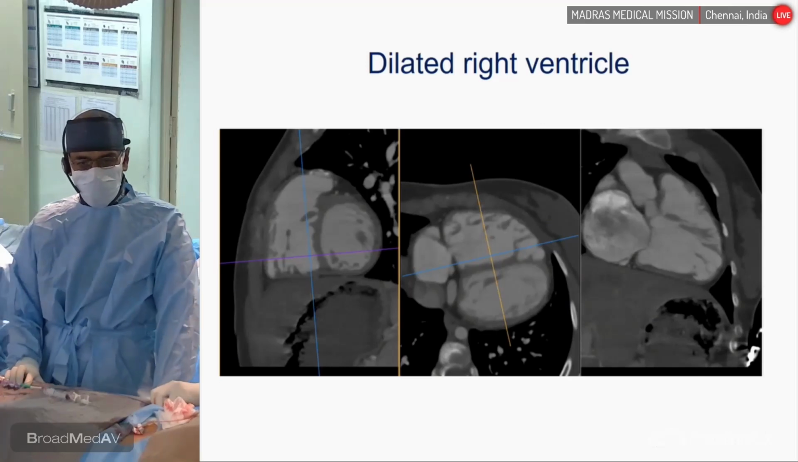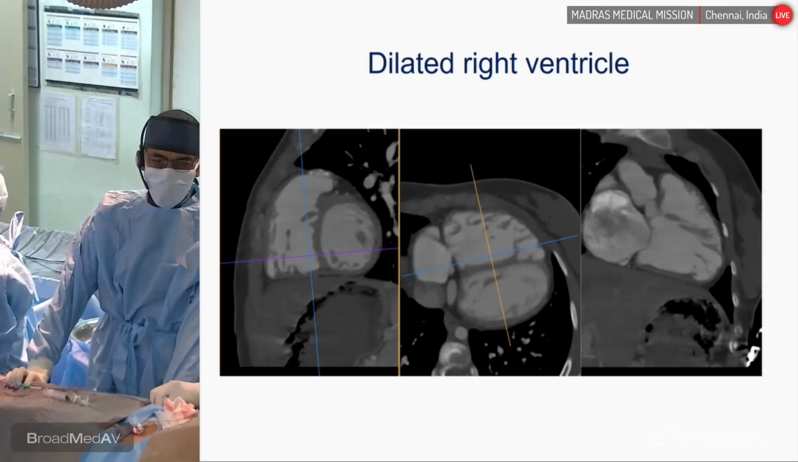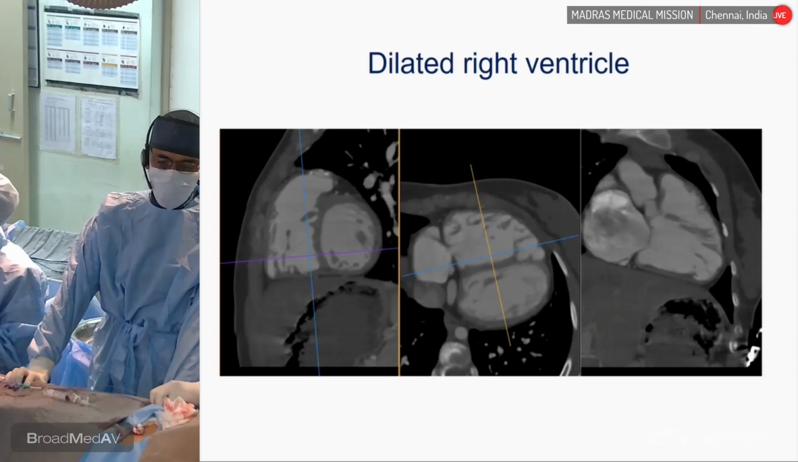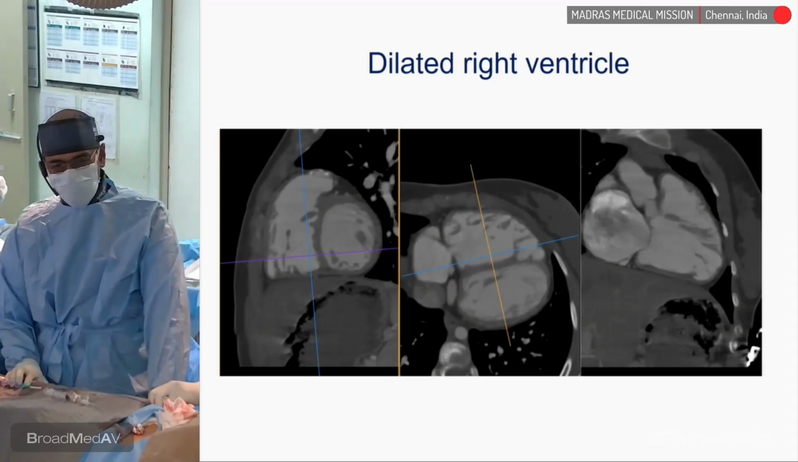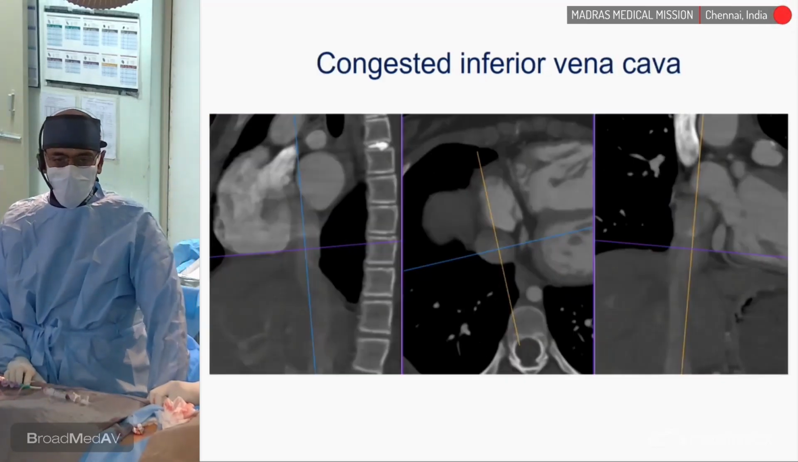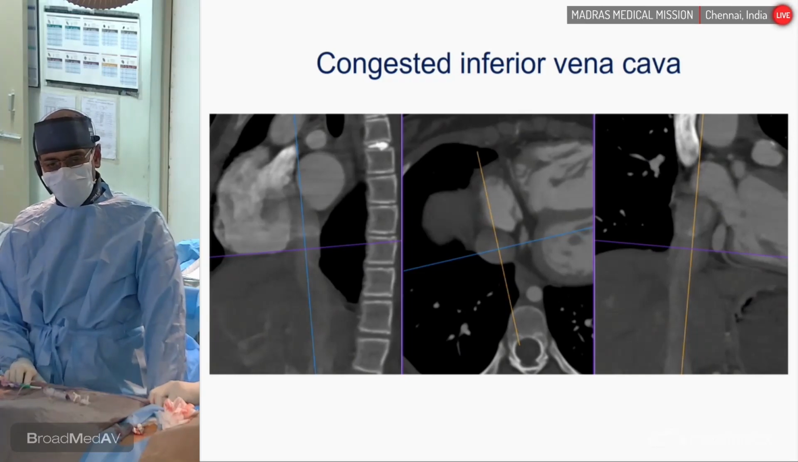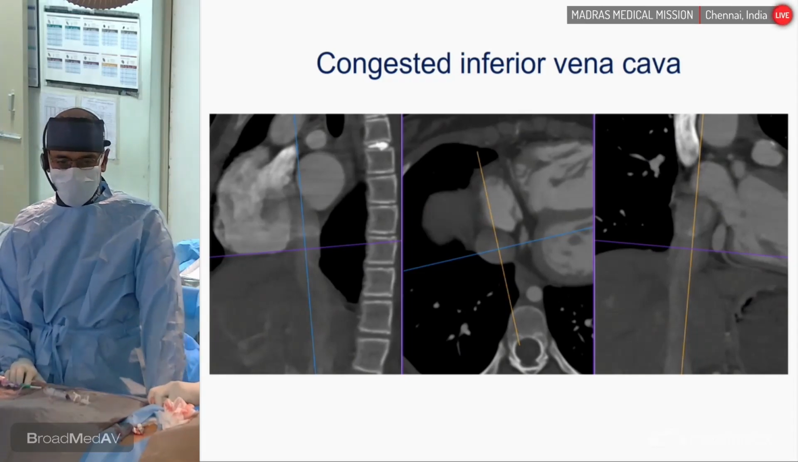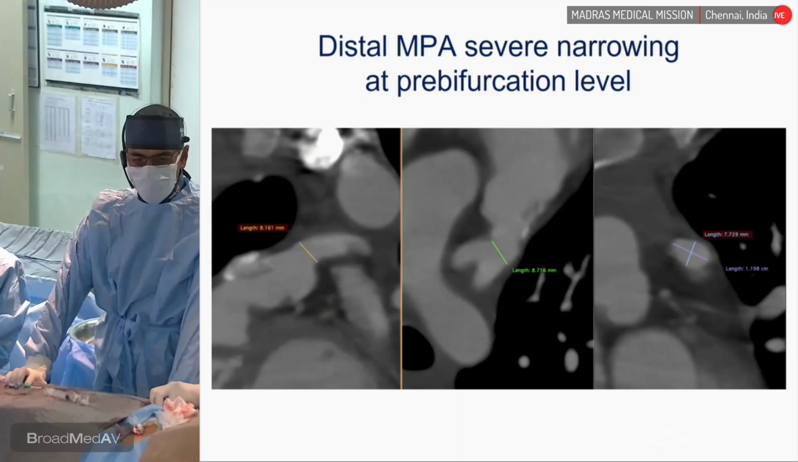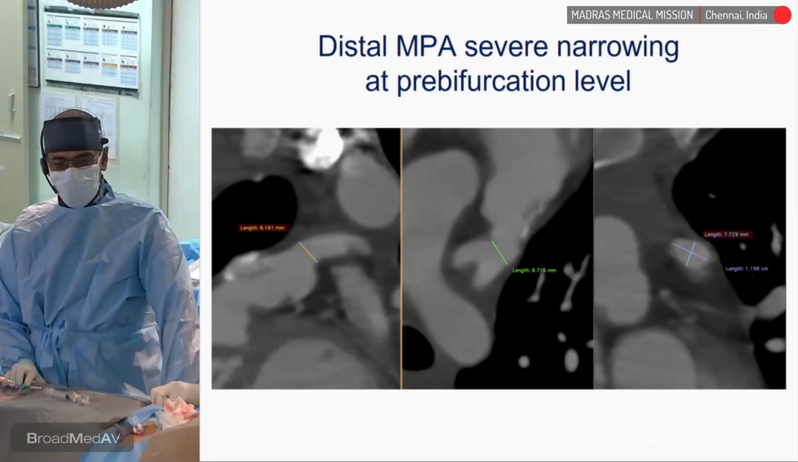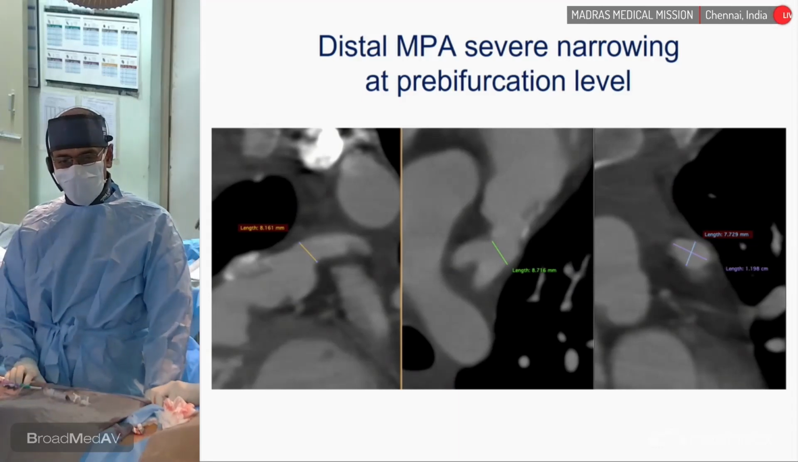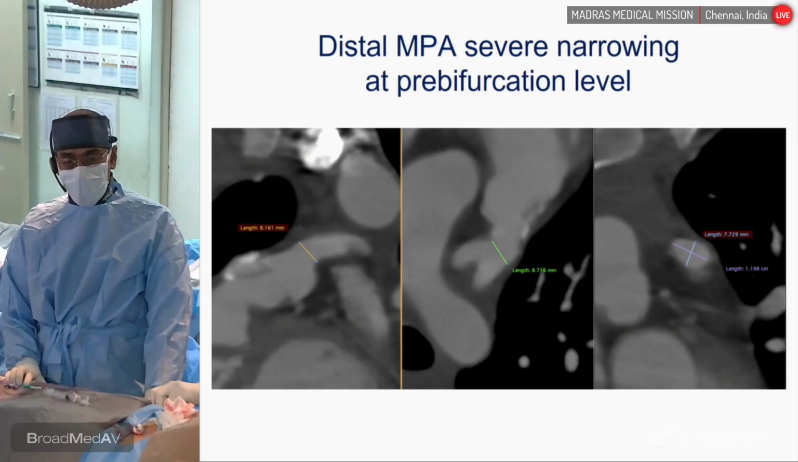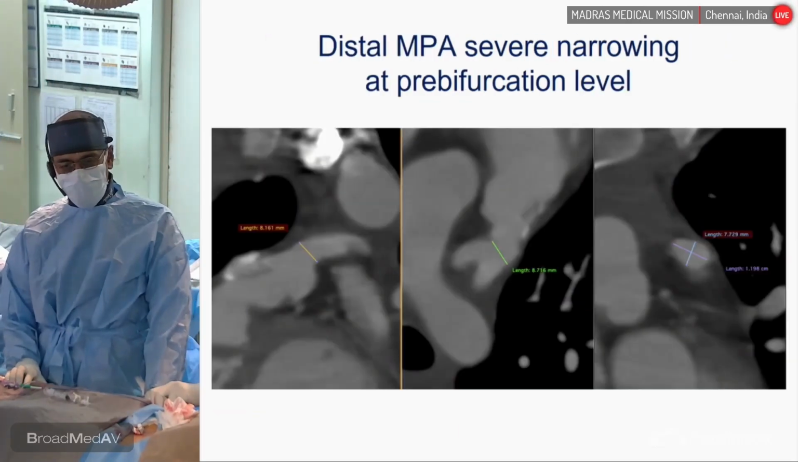When we concentrate on the still images, this is the dilated right ventricle in a multiplanar reformatted view. RV is looking larger than the left ventricle. This is the congested inferior vena cava indicating systemic venous congestion. This is the distal main pulmonary artery that is narrowing. What you are seeing in the center is the bifurcation of the pulmonary artery.